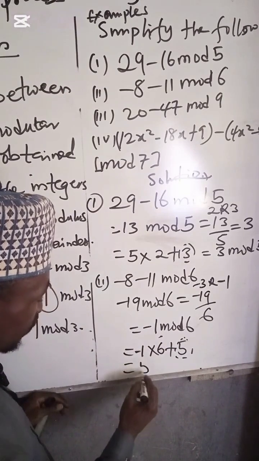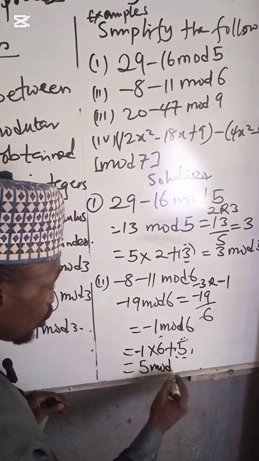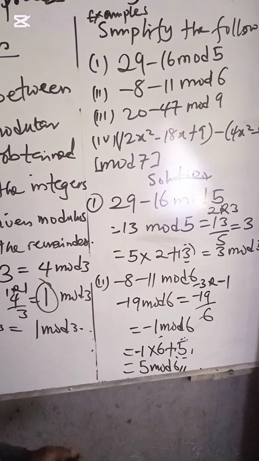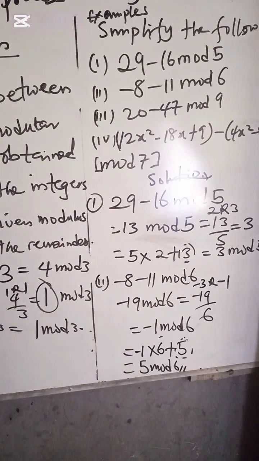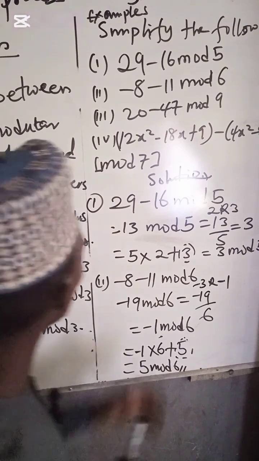Therefore, your answer is what? 5 modulo 6. I believe this particular one is an interesting one. Make sure you understand it. Then the next question is question 3.